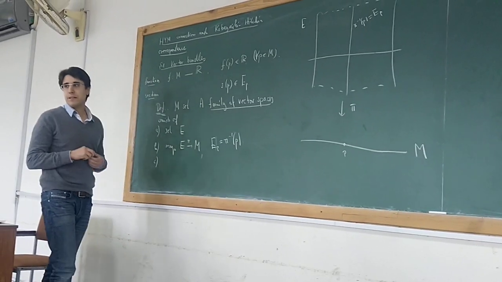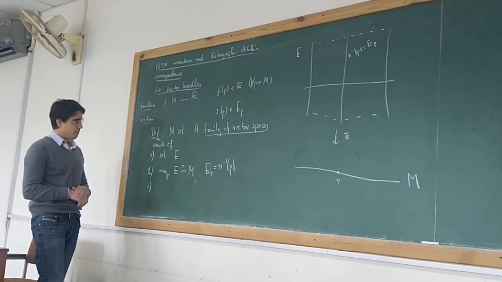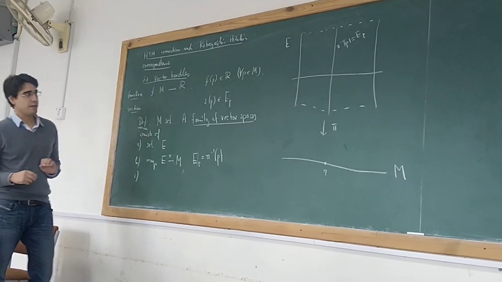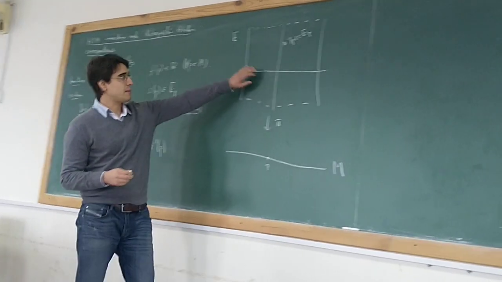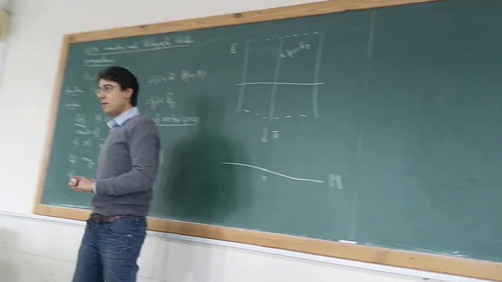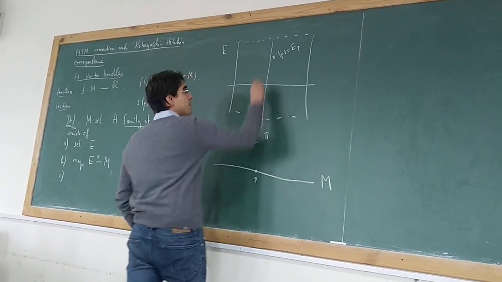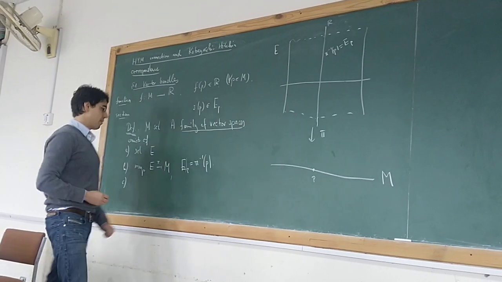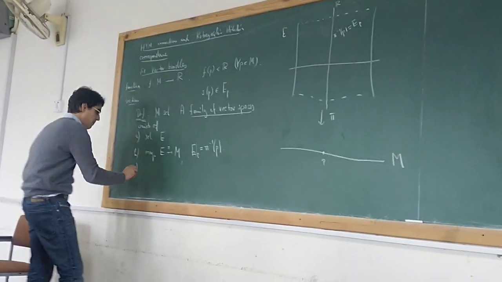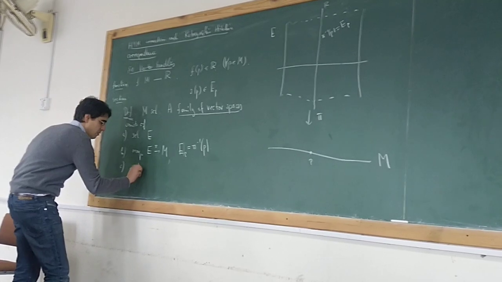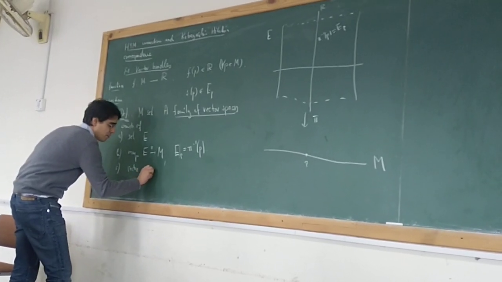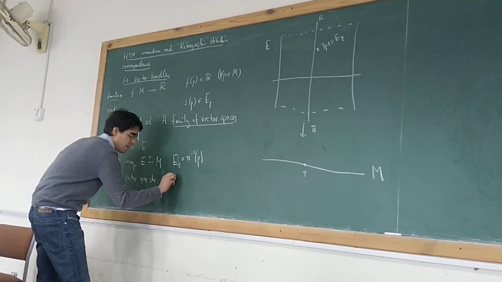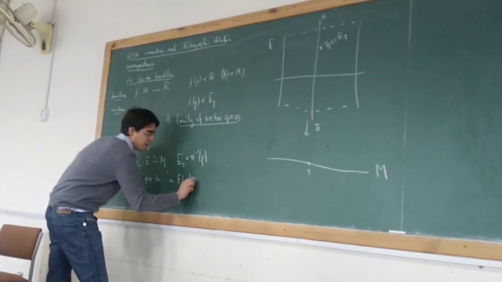I want it to be a family of vector spaces. So the third piece of data we require is the structure of a vector space on each of these. So for example, this in the picture is a vector space. It's just a copy of the real numbers. It's a one-dimensional thing. So let's see. We also require vector space structures on E restricted to p.